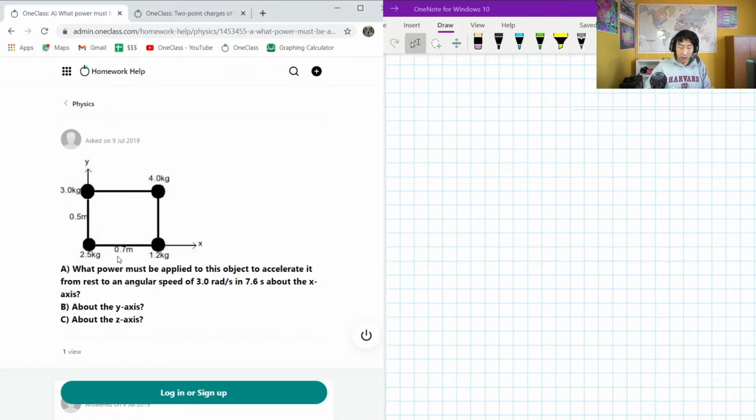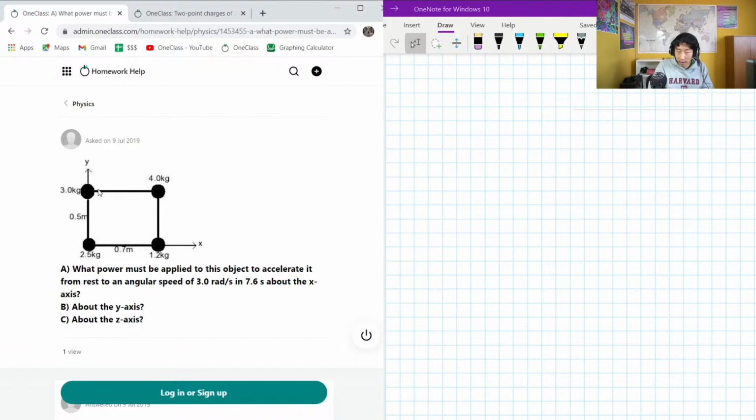Okay, so the next question that we have on the menu today is asking us how much power must be applied to this object to accelerate it from rest to an angular speed of 3 radians per second in 7.6 seconds about the x-axis. And then it's asking us, I guess, similar questions if we wanted to get it to rotate about the y-axis and about the z-axis. Okay, so this is a very fascinating question.